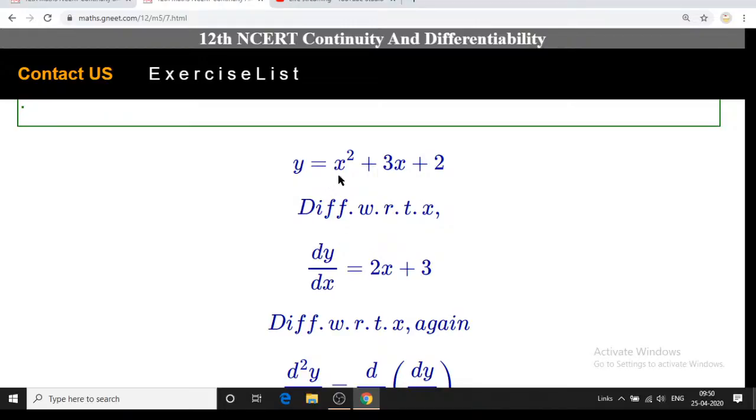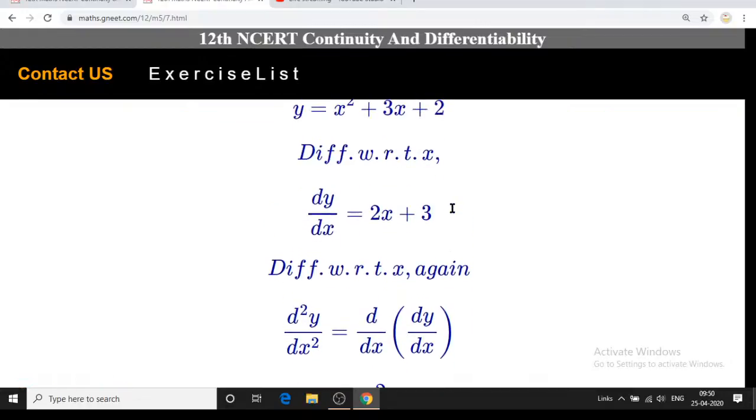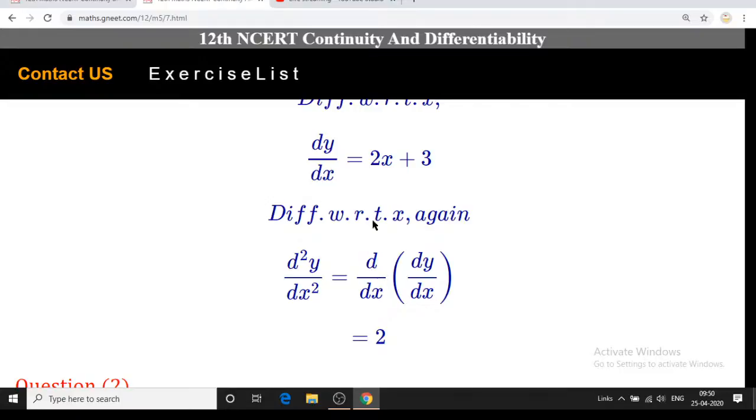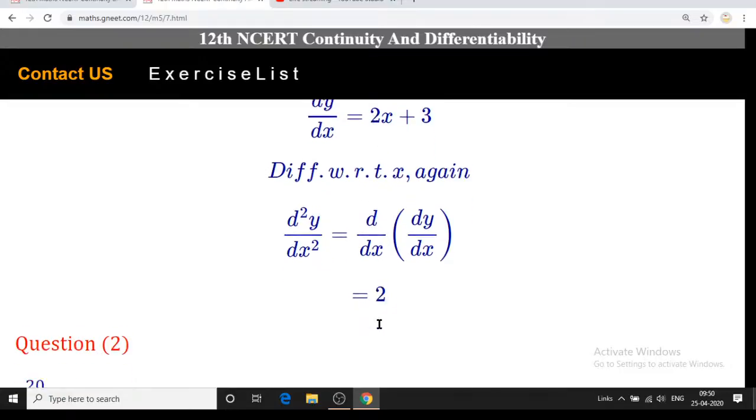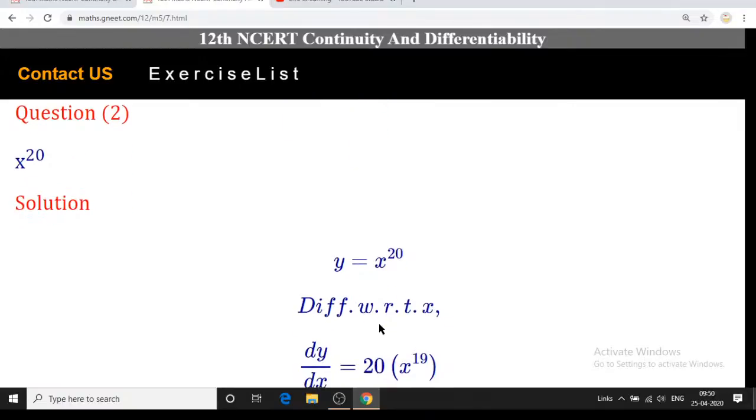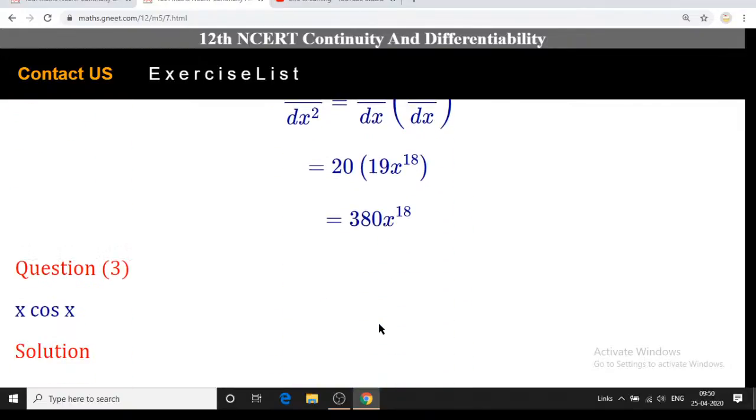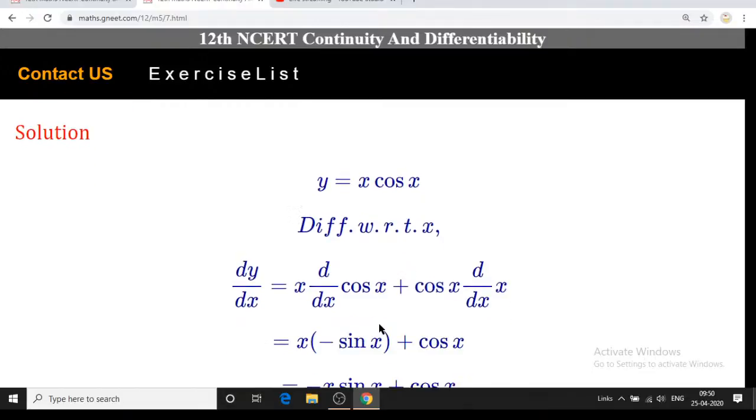Now what they have given? y is x square plus 3x plus 2. Now differentiate with respect to x. It was so easy, we had already studied it in 11th. Derivative of x square is 2x, of 3x is 3. So dy by dx is 2x plus 3. To get the second order derivative, I have to differentiate this with respect to x again. And so I get, the derivative of 2x is 2. Now I don't think I have to solve the second because it is the same. We will go with the third question.